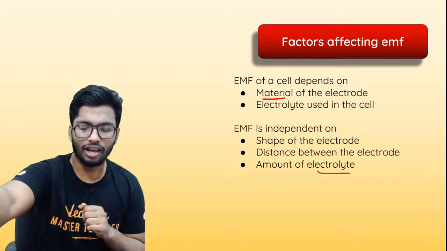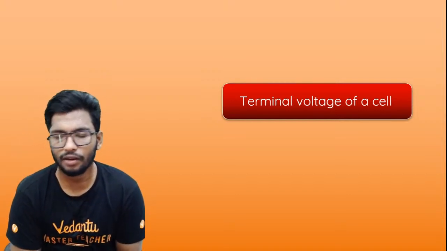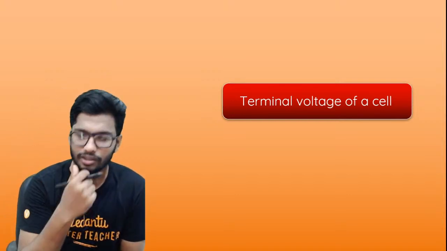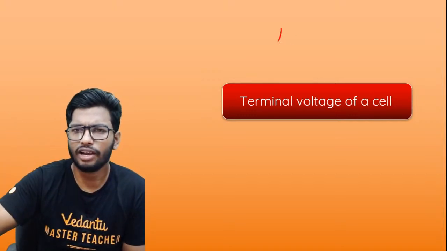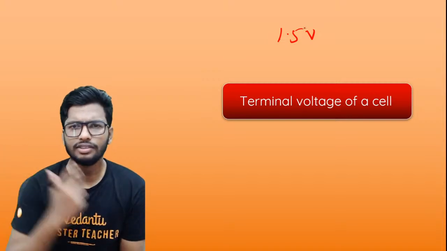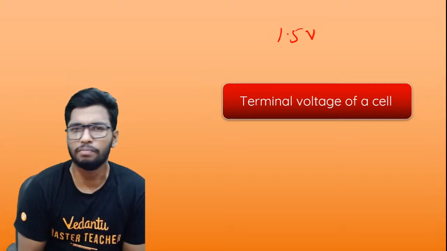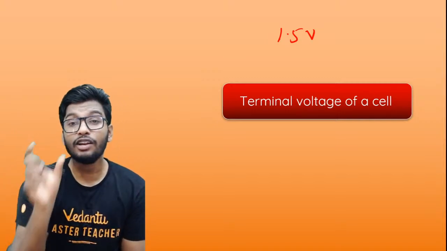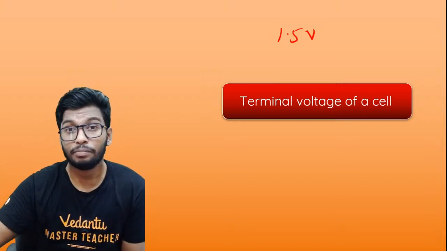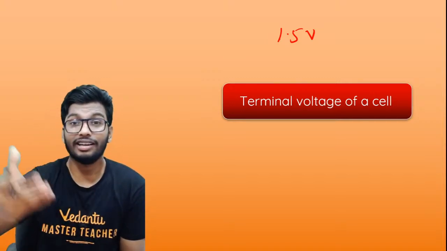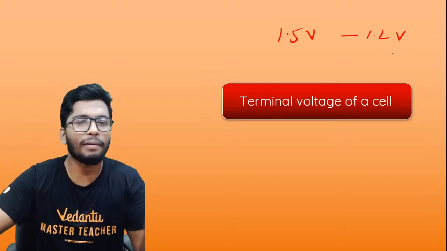All right, moving on. The next thing I'm going to talk about is the terminal voltage of a cell. Now, here's the thing, guys. Like I asked you this question before, if I take a 1.5 volt cell and connect it to a simple circuit, let's say a simple bulb, the potential difference across the bulb will not be 1.5 volt. Although the battery claims to provide a 1.5 volt potential difference, it will not be the case. What I'll get is somewhere around 1.2 volts or maybe 1.3 volts.